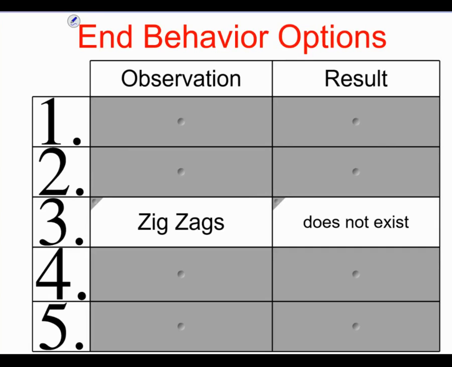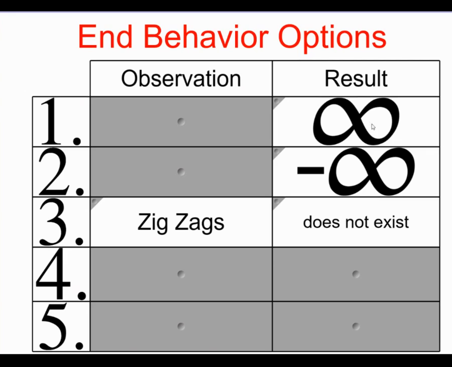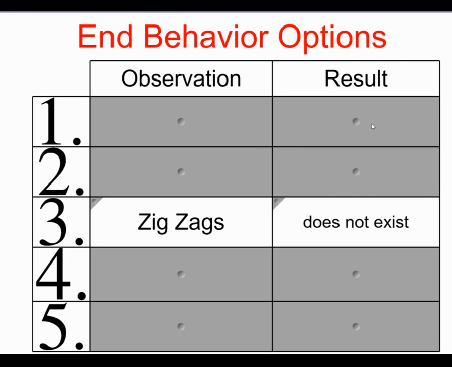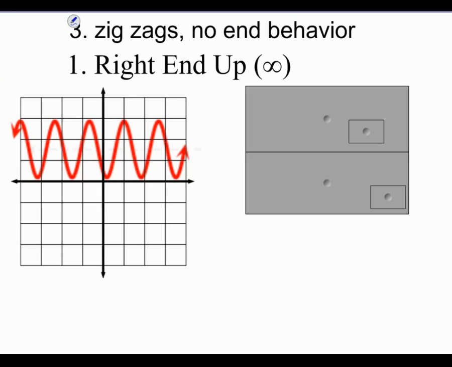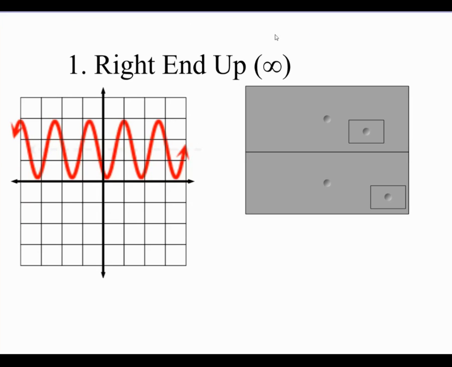I have to tell you, I've been playing this game a long time, and when I ask about end behavior, lots of times I get either infinity or negative infinity as a result. But that's not always the case. If a function zigzags like this, that's either sine or cosine one way or another, there is no end behavior. But let's investigate it as infinity. Let's get rid of that and say, well, what if it's infinity?